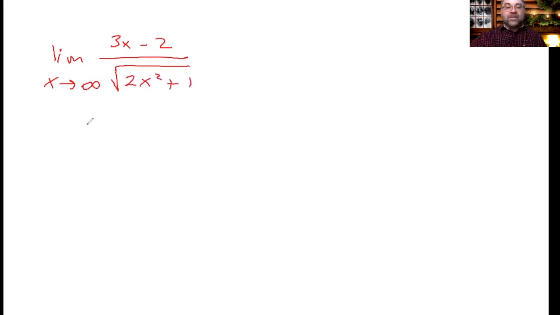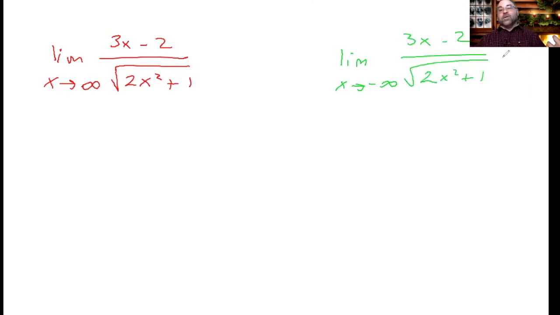We didn't do a good enough job of getting our students ready to consider the possibility that the limit as x approaches positive infinity, compared to the limit as x approaches negative infinity, of our function 3x minus 2 over the radical of 2x squared plus 1, could result in two different horizontal asymptotes. Well, it does, and here's why.